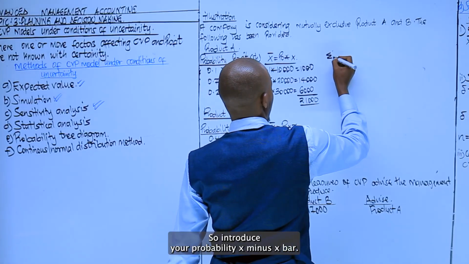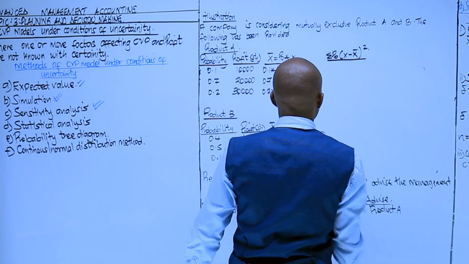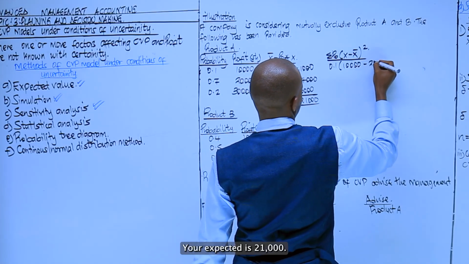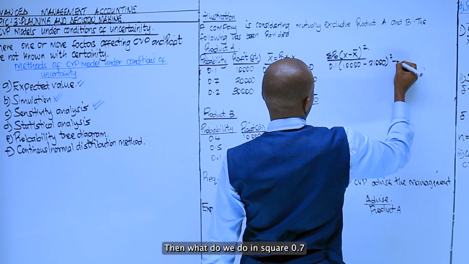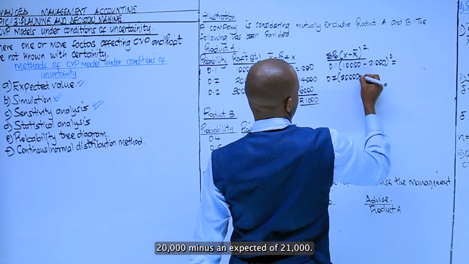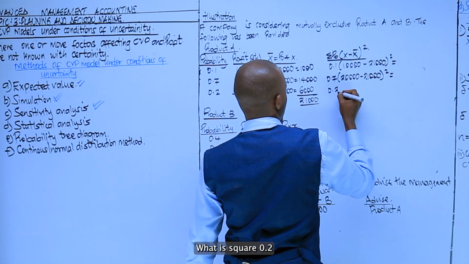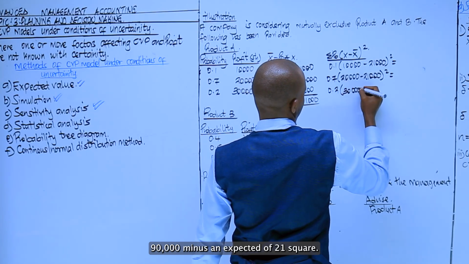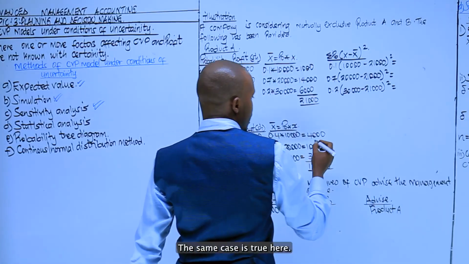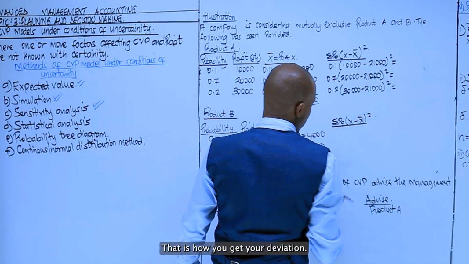Let's determine our standard deviation. So we introduce your probability times x minus x bar, and you square. 0.1, 10,000, your expected is 21,000, then we square. 0.7, 20,000 minus the expected of 21,000, we square. 0.2, 30,000 minus the expected of 21,000, then we square. The same case is true here. That is how you get your deviation.